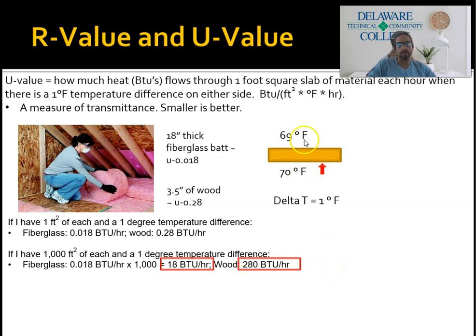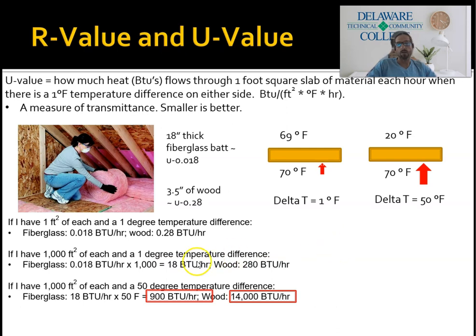But this is pretty rare, that we just have a 1 degree temperature difference. So what if we have a bigger temperature difference? So let's say we have a delta T of 50. So now we have 1,000 square feet and a delta T of 50. So now we go from 18 BTUs per hour, and that's per degree Fahrenheit here. And so if we have 50 degrees Fahrenheit, it's 50 times as big. So our heat loss through the insulation is going to be about 900 BTUs per hour. And through the wood, it's about 14,000. So now we're really having a significant difference. But this is only for 1 hour.